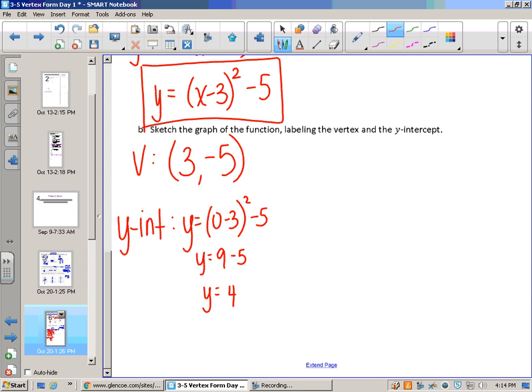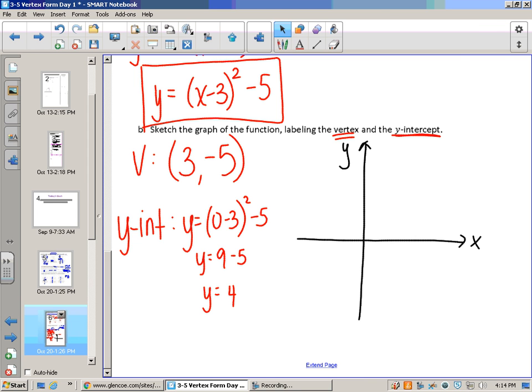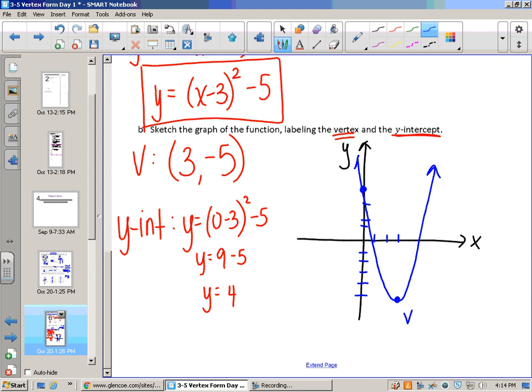So if I'm going to sketch this labeling the vertex and the y-intercept, I need some axes. This is just a sketch. Okay, I know my vertex is going to be at 3, negative 5. 1, 2, 3, negative 5. 1, 2, 3, 4, 5. So 3, negative 5 is my vertex, and I know my y-intercept is up at 4. 1, 2, 3, 4. So trying to draw a parabola as best you can, it would go through 4, and it would have a vertex at 3, negative 5.